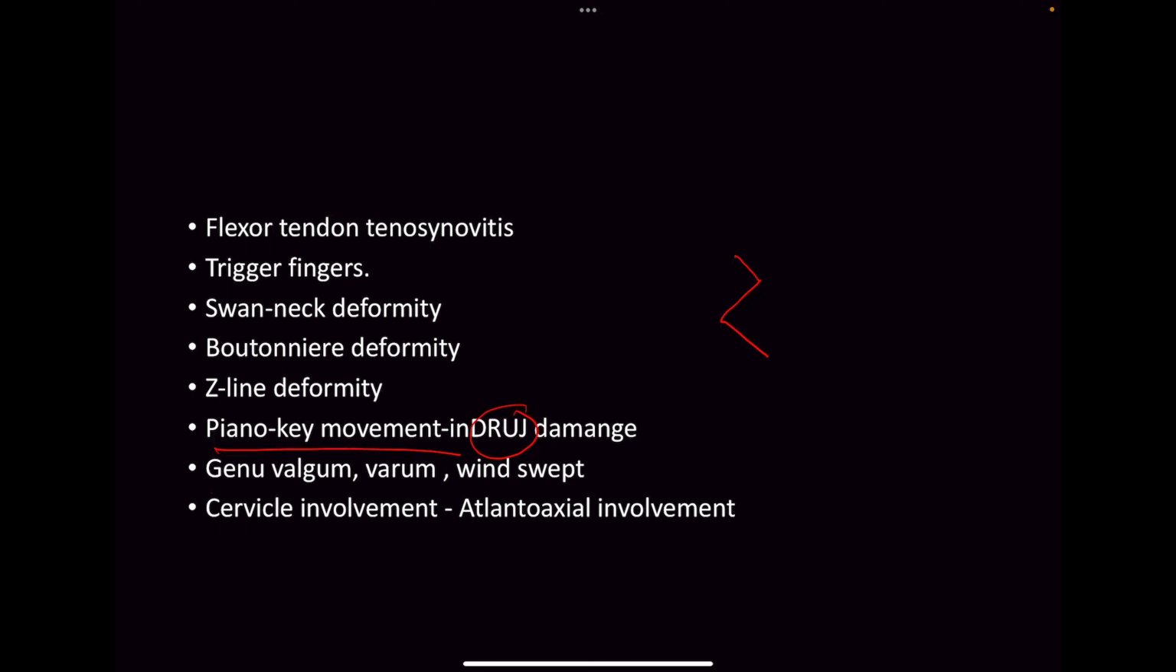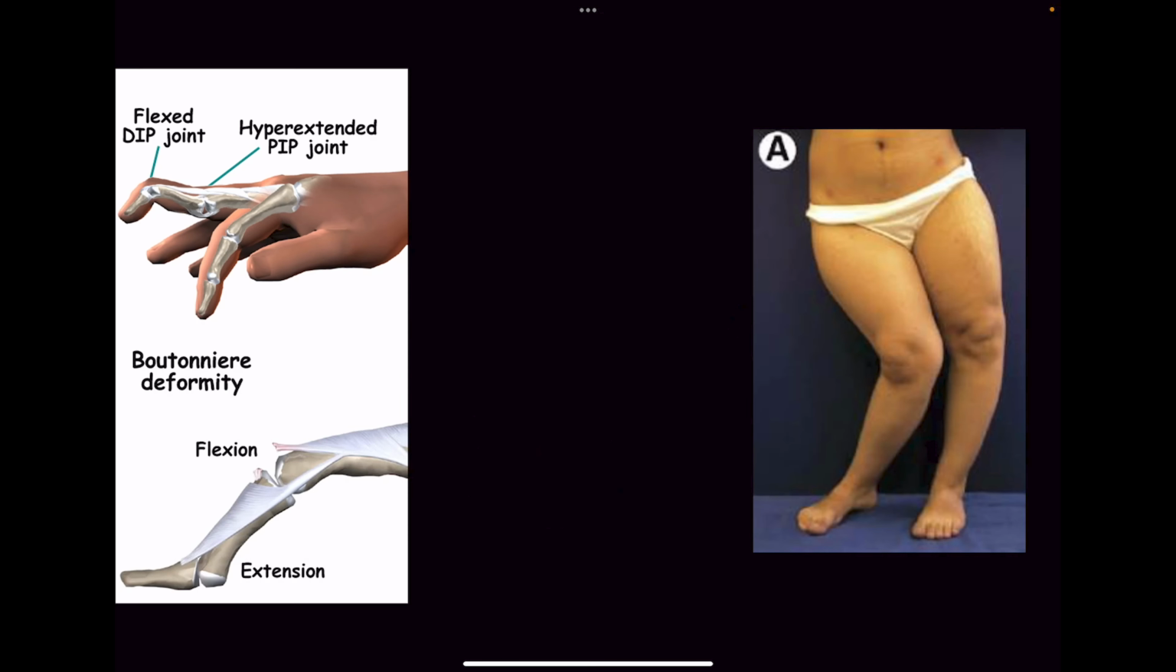And in the knee joint, if the lateral column is involved, then the patient can present to you with a genu valgum. And if the medial column is involved, then the patient can present to you with a genu varum. And if the person has genu varum in one limb and genu valgum in the other limb, that is called windswept deformity. I will show you the picture, don't worry. And coming on to the neck involvement, it can cause atlantoaxial involvement, degeneration, and cord compression, and things like that. So it's usually restricted to the cervical spine.